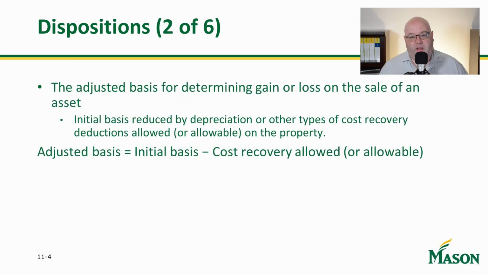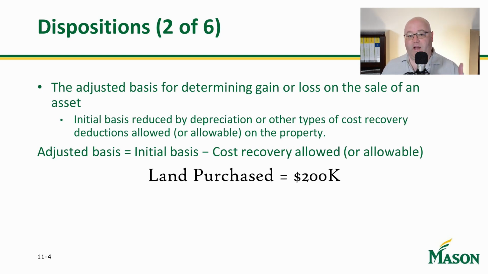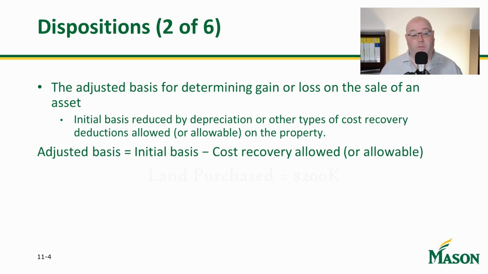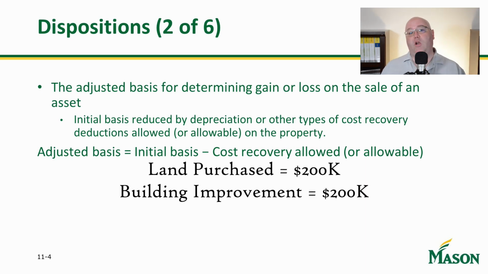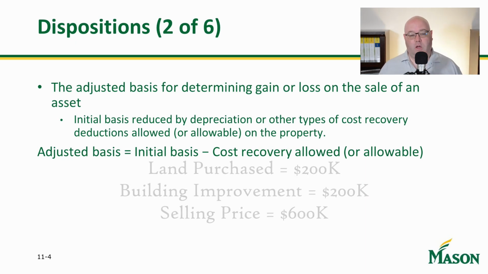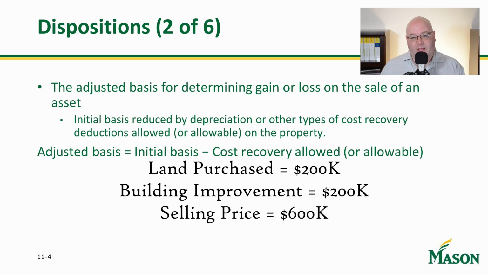So the adjusted basis for determining gain and loss: again, I have a piece of land and I bought it for $200,000. So that's going to be my initial tax basis. Well, in accounting, we don't depreciate land. So now, say for example, the land is at $200,000, but I bought a building to go on top of it for another $200,000. And now I'm going to sell it for $600,000. That building that's on that land is going to be depreciated over time.